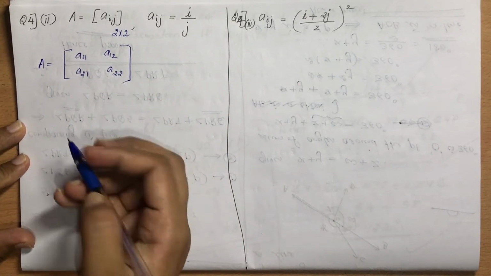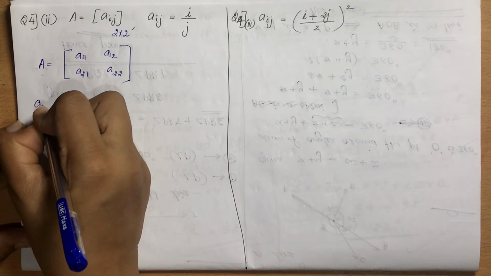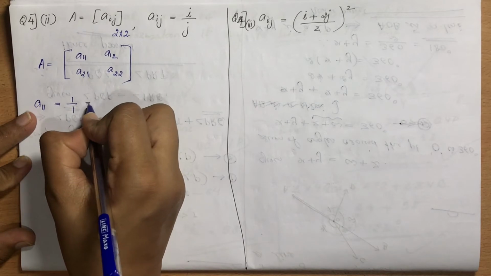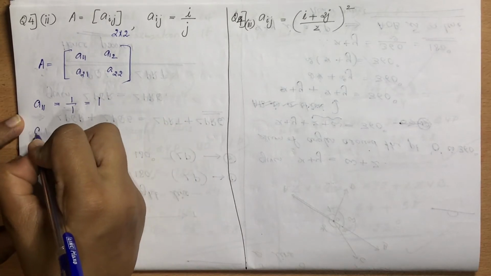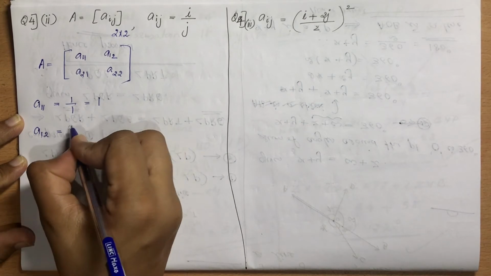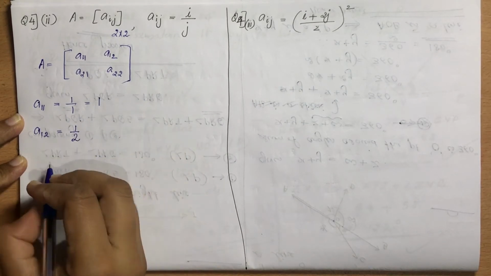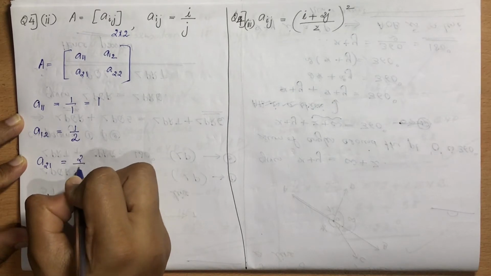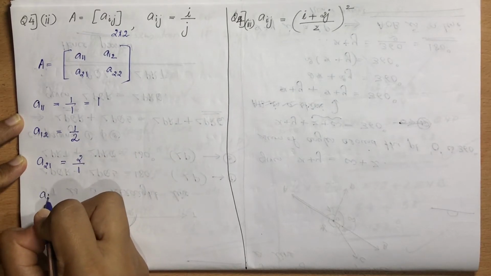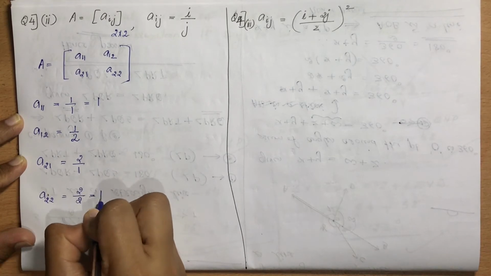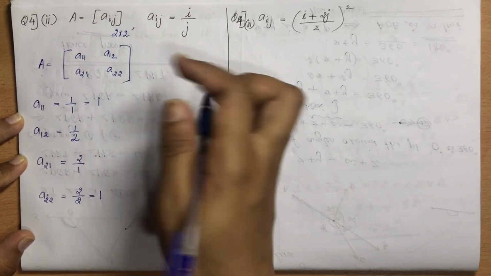That means each element we are going to find out. A11. A11 equal to i by j means 1 by 1. 1 by 1 is 1. Next A12. A12 is i is 1, j is 2. 1 by 2. Next A21. A21 is 2 by 1. A22. A22 is 2 by 2. 2 by 2 is 1. Now we got all the values, right?